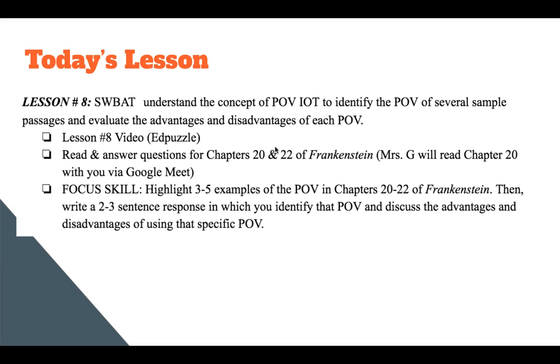So make sure while you read, you're answering the guided reading questions in your master packet and completing your focus skill. For your focus skill, you're going to highlight 3 to 5 examples of the point of view in these chapters. You're then going to write a 2 to 3 sentence response in which you identify what that point of view is and discuss the advantages and disadvantages of using that point of view. So if you're noticing that it's in first person, highlight some examples of first person and tell me it's first person and here's the advantages and disadvantages of that.